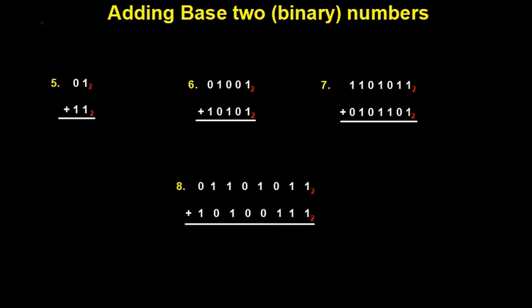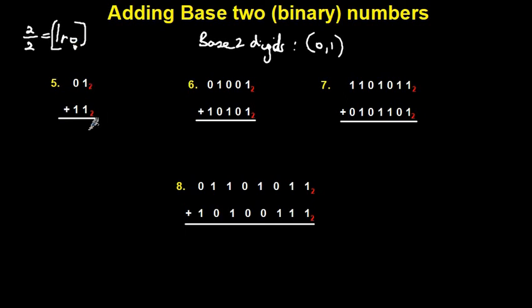Okay, so 1 plus 1. Remember, base 2 digits: 0, 1. So 1 plus 1, that is 2. But 2 is not a part of the base 2 system. We have just 0 and 1. So we have to divide 2 by 2, because it's the base 2 system. That will give you 1, remainder 0.